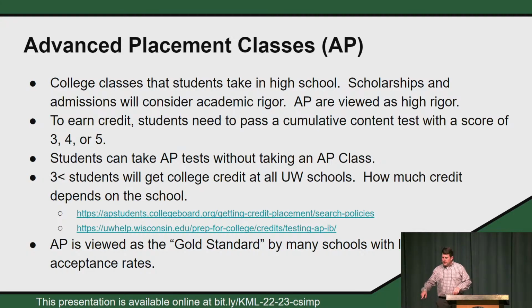I did put some links on there to see what colleges do for AP credits, and you can look through those. This last point, AP is viewed as the gold standard by many schools, and I put with low acceptance rates. Some Ivy League schools have a 6% acceptance rate. That's very low. Schools like that will often say, we're not going to accept dual credit courses from the colleges you took them from. We will accept AP scores. And so that's why I call that the gold standard.